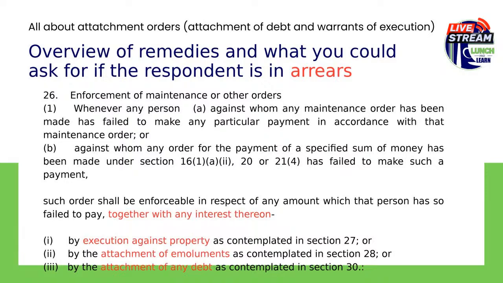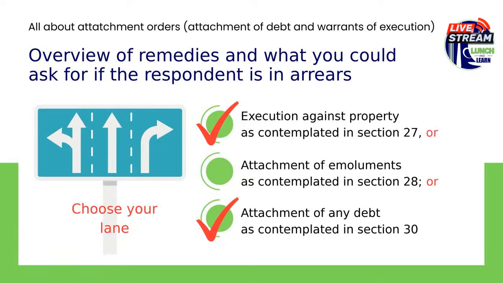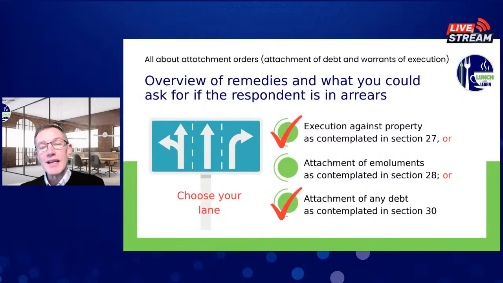Now, these are the three options that you would have available if the respondent is in arrears. One needs to take cognizance that the Act is very clear that only one of these methods could be used. So you could either apply for a warrant of execution against property, or you could apply for a garnishee or emolument attachment order where they attach the salary of the respondent, or you can ask for an attachment of debt as contemplated in terms of Section 30. So you cannot use all three of those. You have to choose one that is the most applicable to your situation. You cannot choose all three.